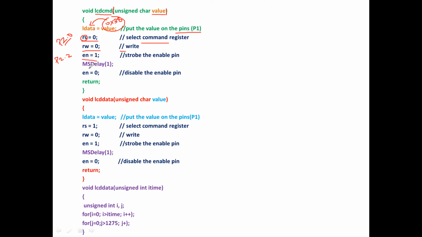Once you give a small delay, you disable again so that the data is passed to the LCD and the operation stops. Once each and every data item is passed from the 8051, you can easily stop so that no data will be transferred continuously. So every character you pass, every data item you pass, it has to be disabled every time.